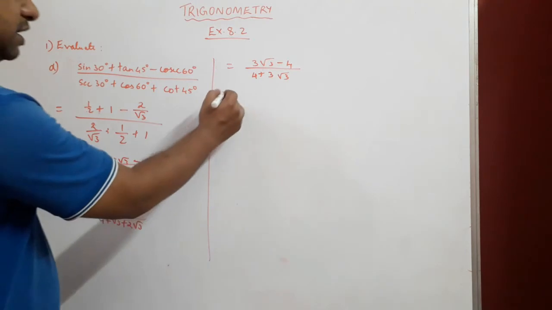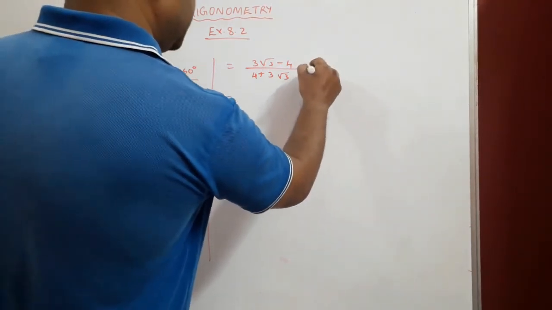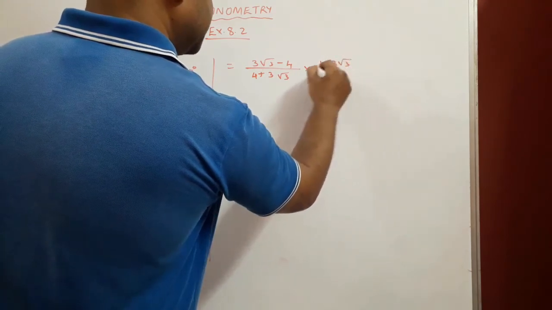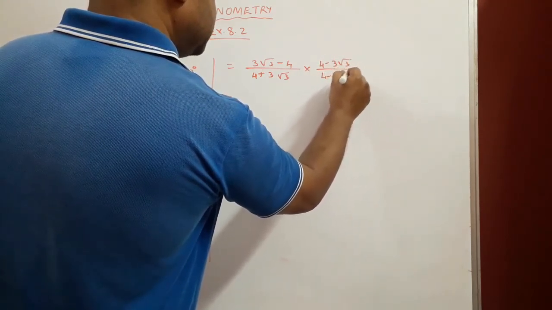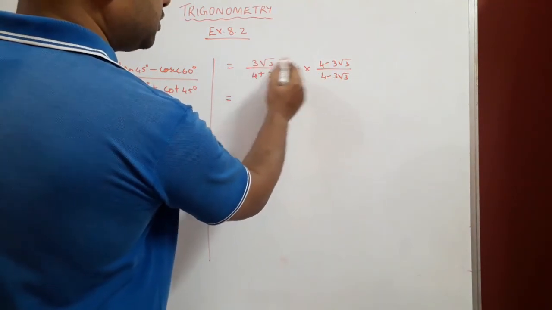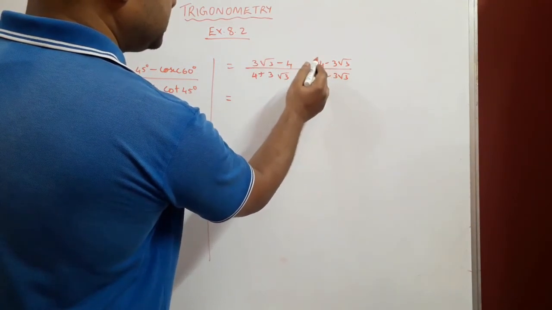Now we need to rationalize this, which means we'll have to multiply this by 4 minus 3 root 3, and this will become 4 minus 3 root 3. So next we'll have to multiply. If you have a look over here, they are almost the same except the signs are opposite.